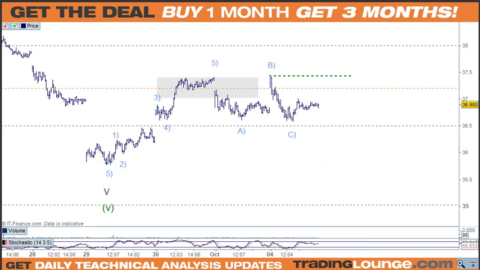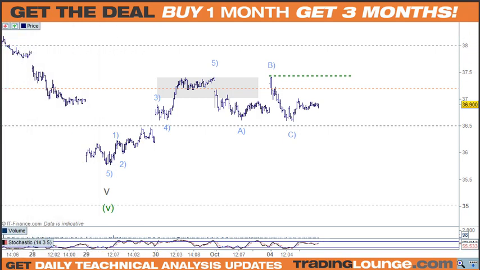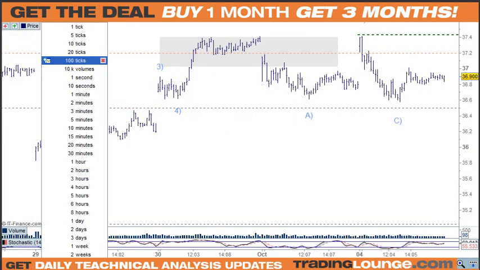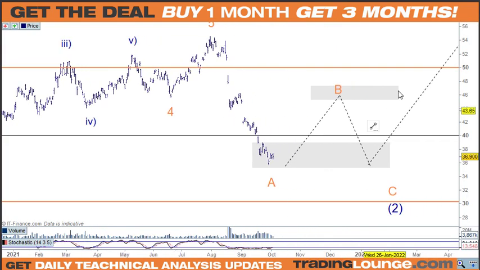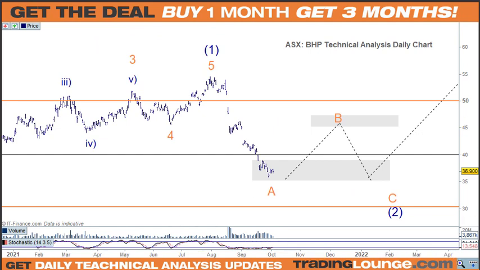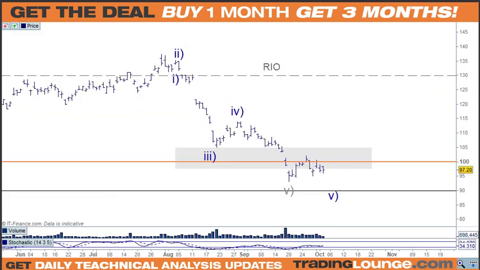If I go back to the daily chart here just for a moment, I mean, Rio's the same as well, so we can have a quick look at Rio. Yeah, Rio's the same, it's just a daily chart here, just counting down. I still think there's another move down here.